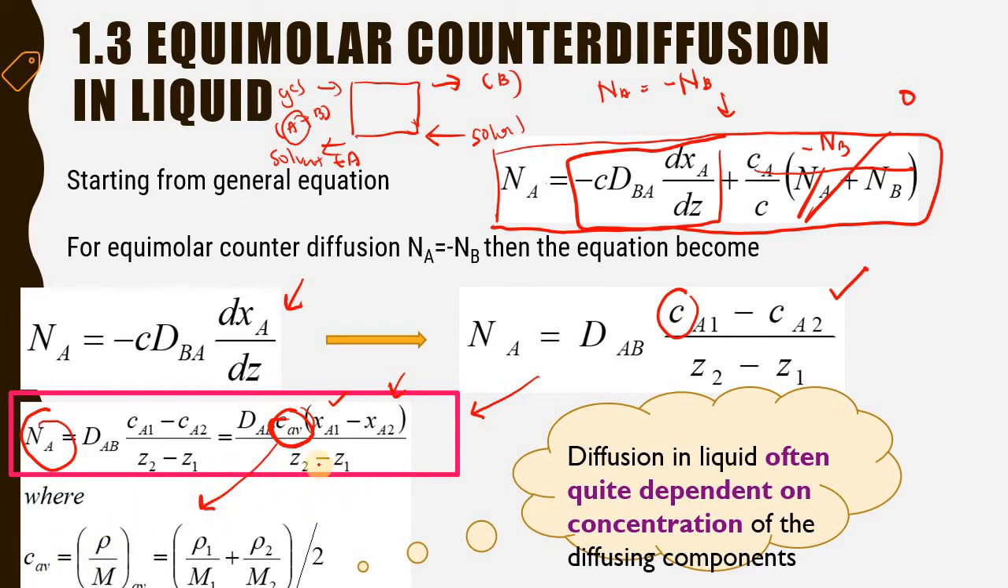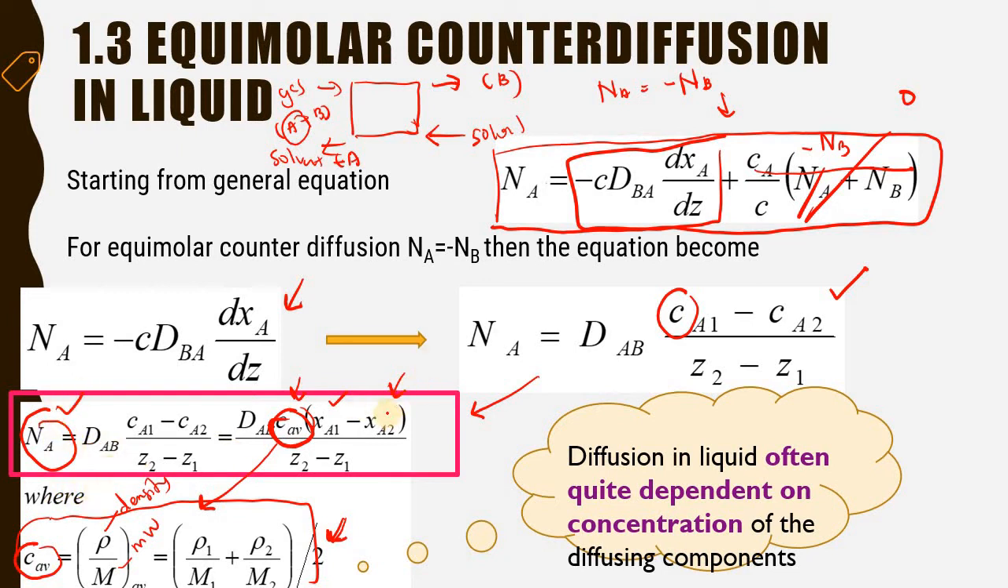C average is equal to density divided by molecular weight. This is the density, this is the molecular weight. So the average of the density over molecular weight is the concentration average, and it can also be expressed as density 1 over M1 plus density 2 over M2, divided by 2. This is the formula for C average. When you calculate C average using this formula, you can insert the value into this equation and solve for the flux.